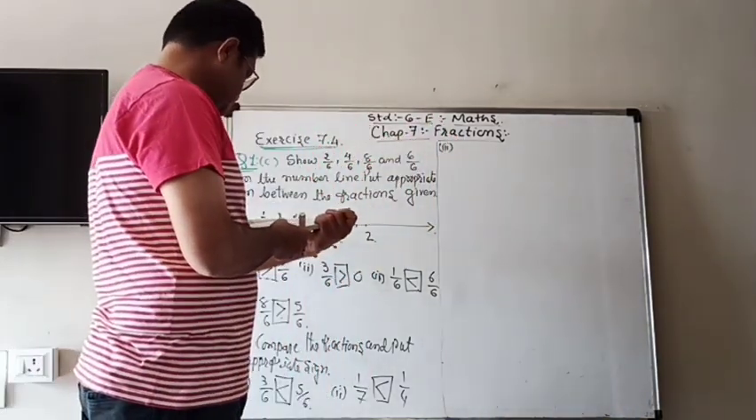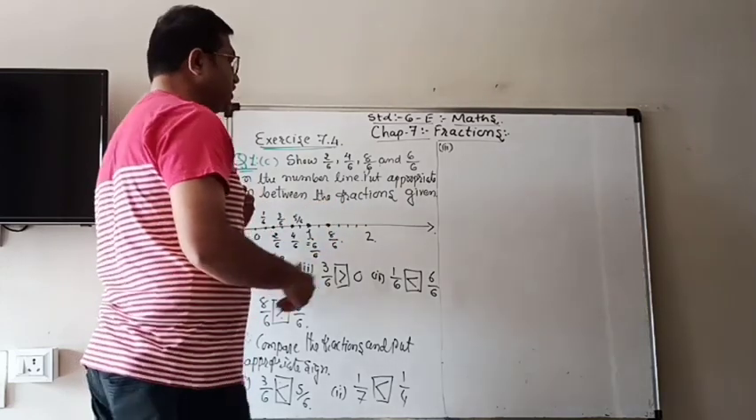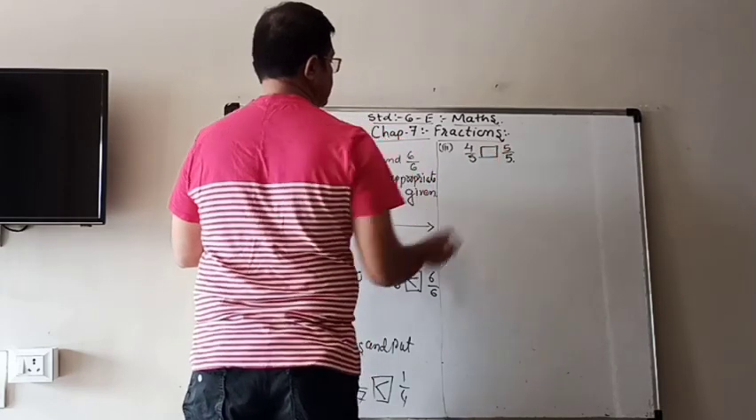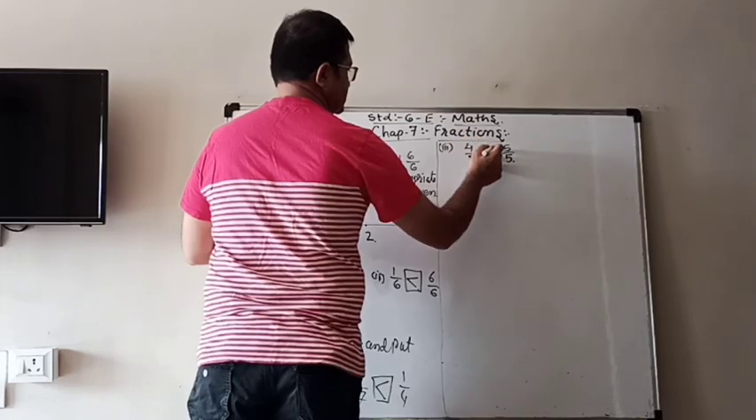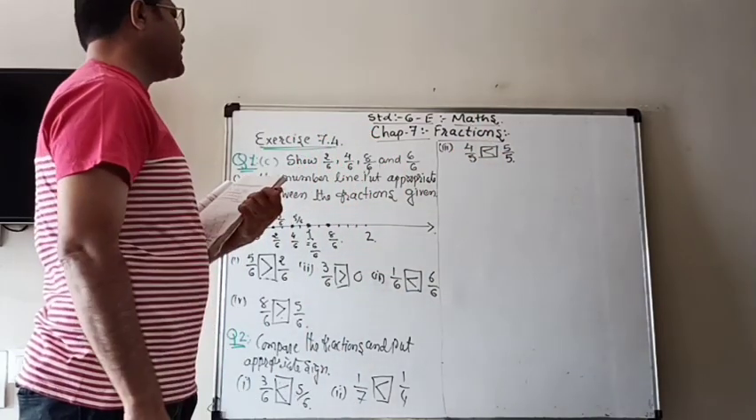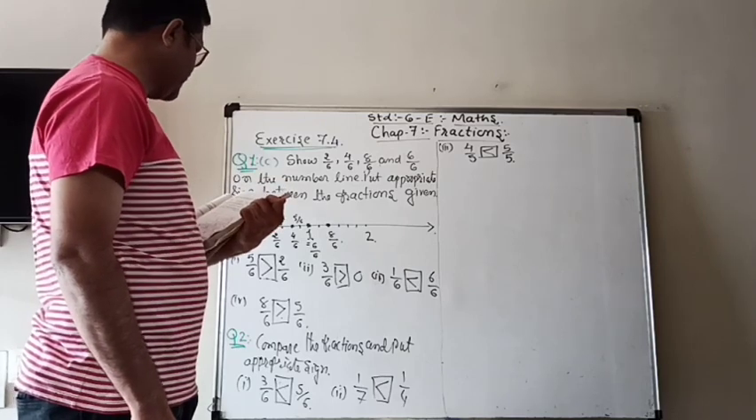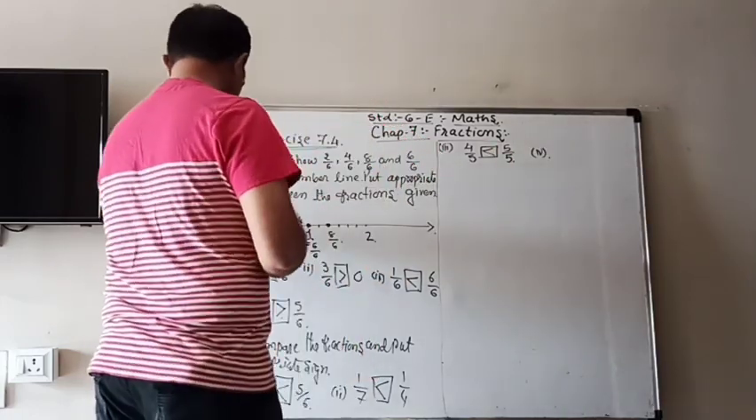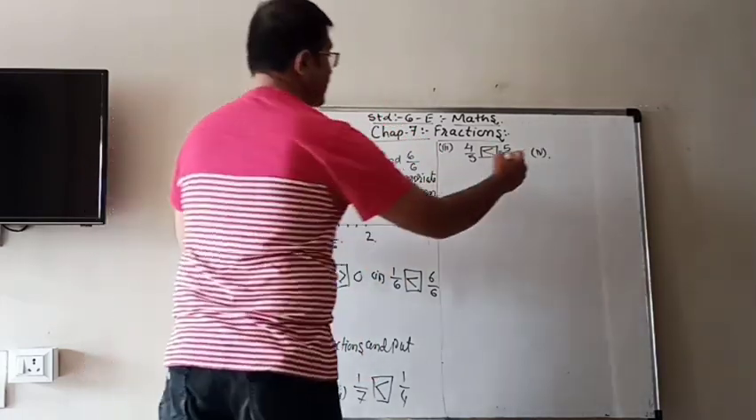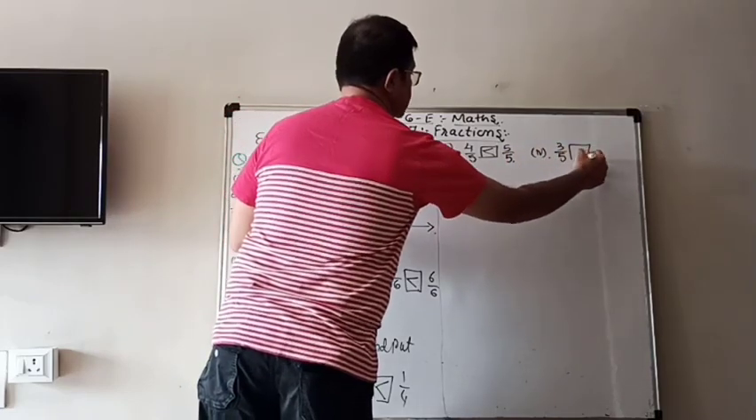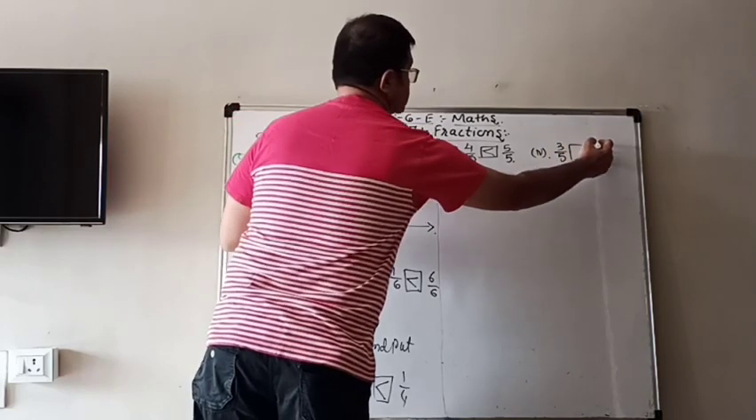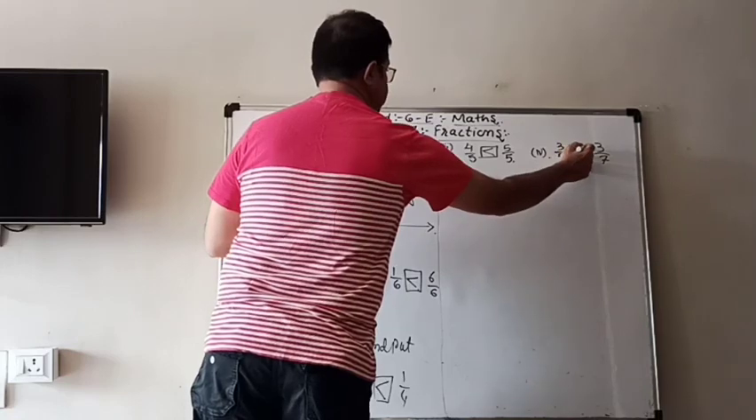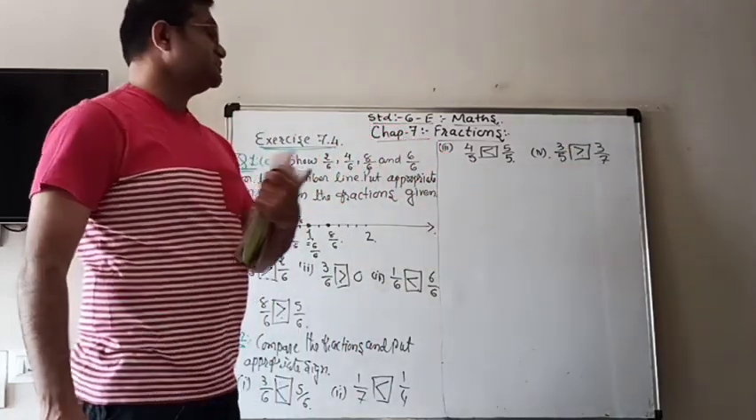In the third one, it is 4 by 5 and 5 by 5. Again like fractions. When they are like fractions, 4 is less than 5. So 4 by 5 is less than 5 upon 5. And D, the fourth one, again has unlike fractions but the same numerator. So with the same numerator, here 5 is less than 7. So 3 by 5 will be greater than 3 by 7.